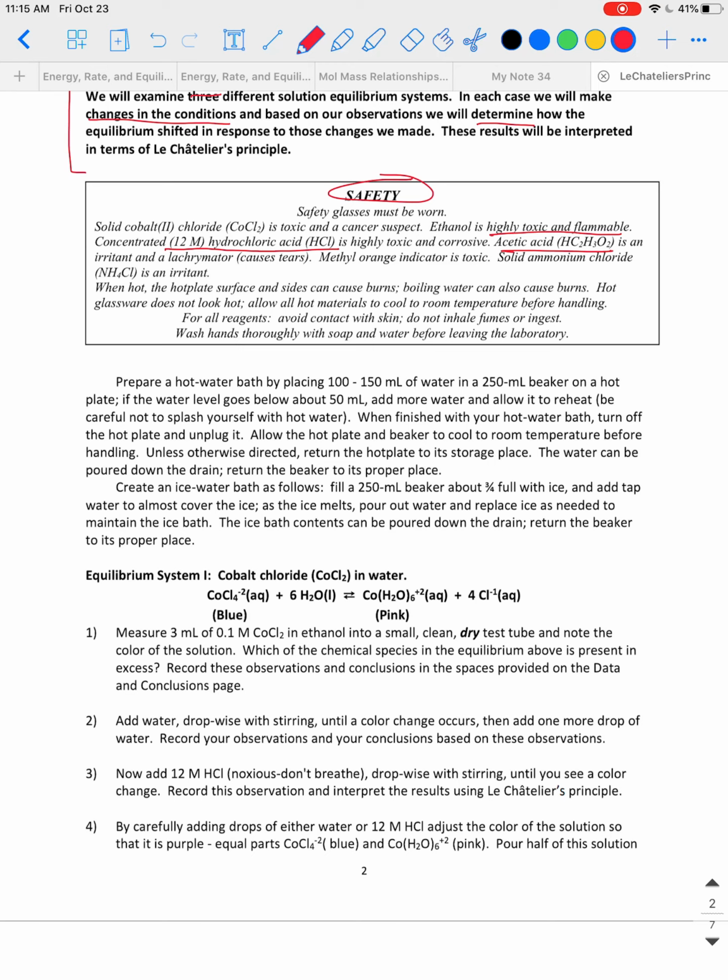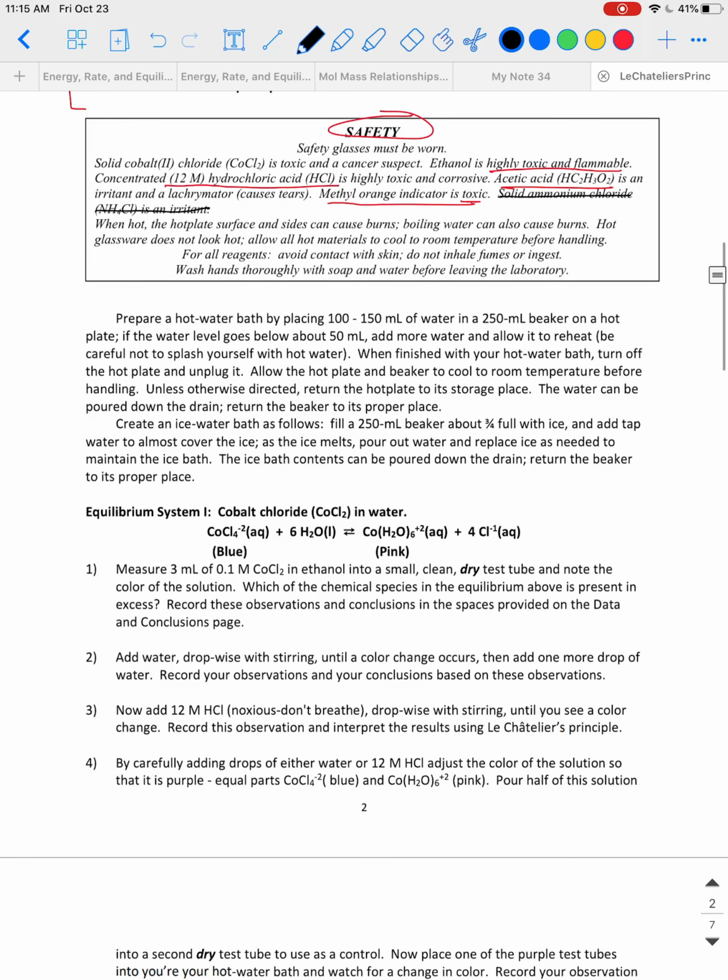That's it for equilibrium system 2. We'll have acetic acid. Be careful with that. And then methyl orange, which is what we will add to our equilibrium system to see color changes for number 2, is also toxic. So be careful with that. Now, the ammonium chloride, we're not doing that as part of system 3. So we don't have to worry about that one.